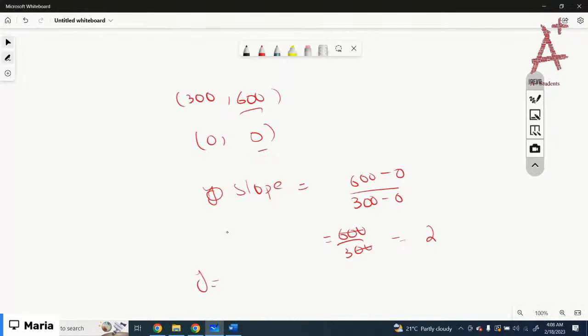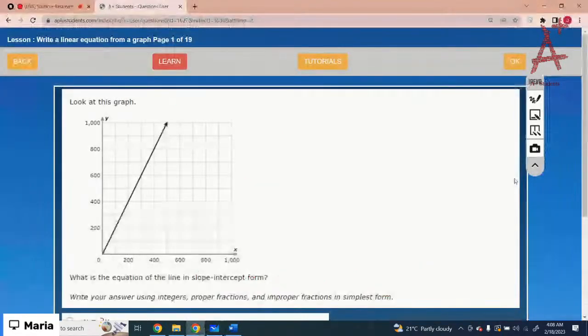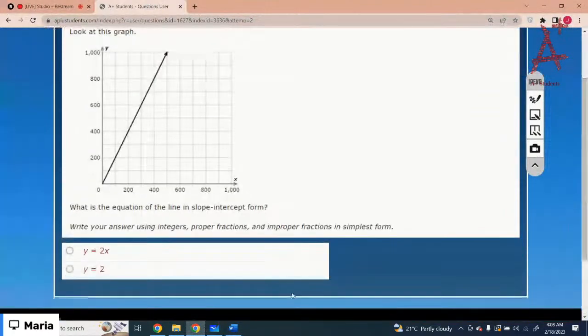So you have y equals mx plus b. Slope is 2x and b is 0. Got it? So it would be y equals 2x. So the equation of the graph is y equals 2x. So the correct option is y equals 2x. Just select the correct option, then click on the OK button.